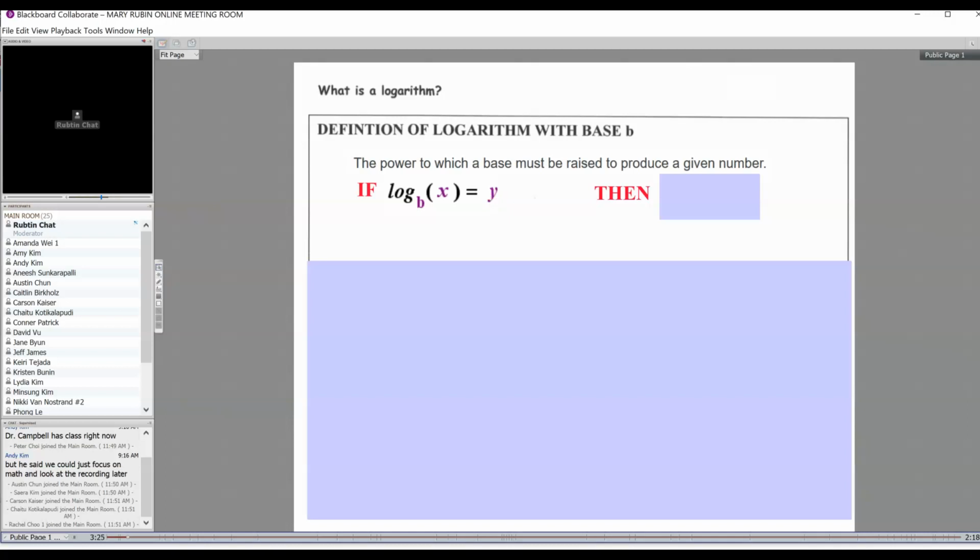So if log base b of x equals y, that means that b to the power of y equals x. Sort of just inside out. It's actually the inverse. So this b and this b are just the base.